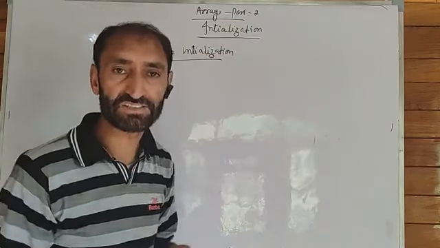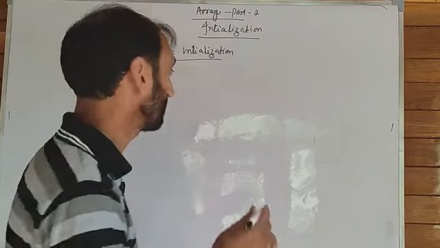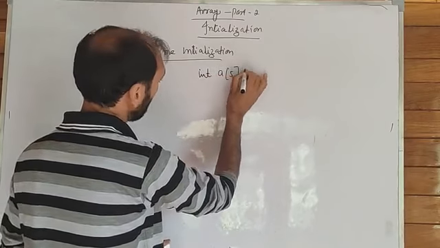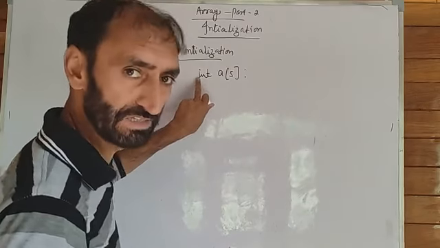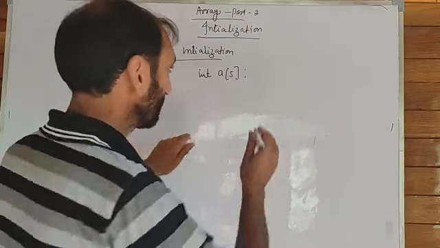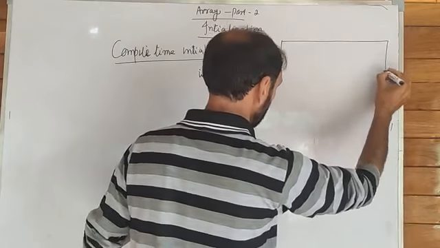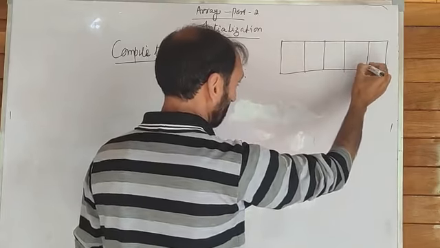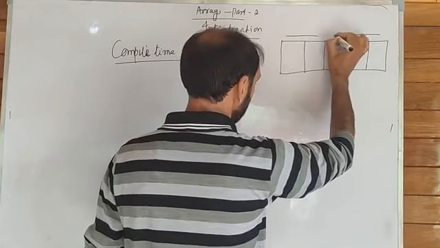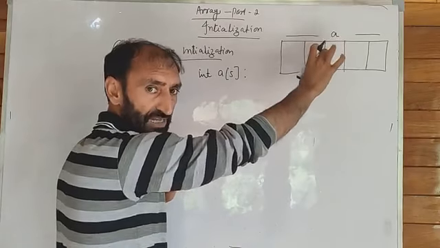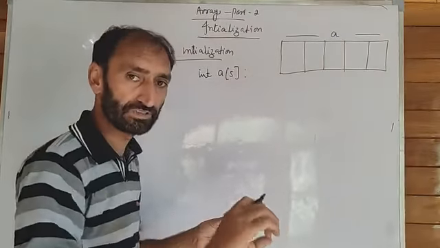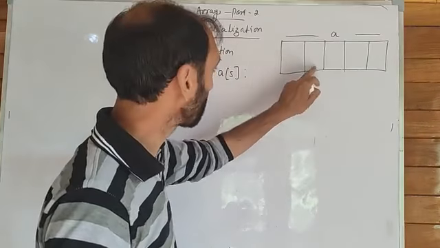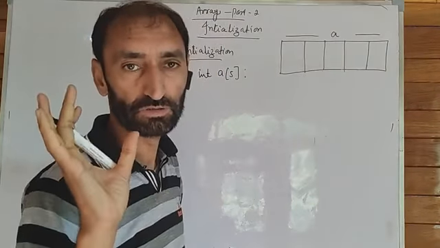Let's declare an array. For example, in the last video we declared int a[5]. You declare an array of integers whose size is 5. The name of this array is A, and I have to store 5 integer elements in this array.